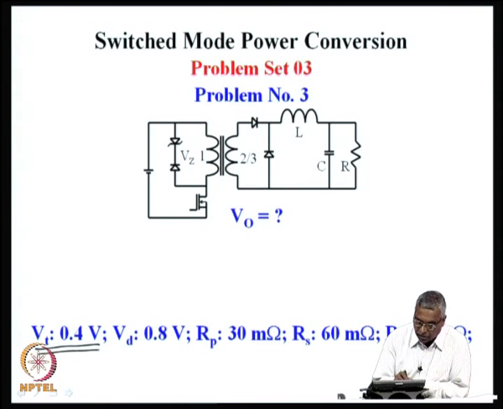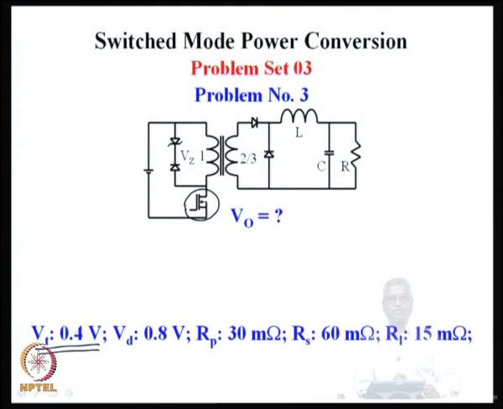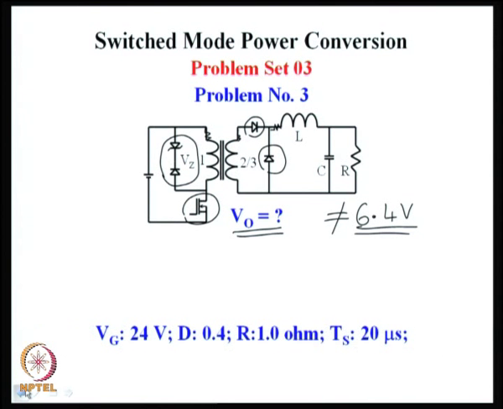All the non-idealities are indicated here. The MOSFET transistor has a voltage drop of 0.4 volts while conducting. The diodes on the secondary side of the transformer have a voltage drop of 0.8 volts during conduction. The primary winding of the transformer has 30 milliohms of resistance, the secondary winding has 60 milliohms, and the inductor itself has a resistance of 15 milliohms. These are the non-idealities associated with the converter. We had seen in the previous slide that the input voltage is 24 volts, the load resistance is 1 ohm, the switching period is 20 microseconds and the duty ratio is 0.4.